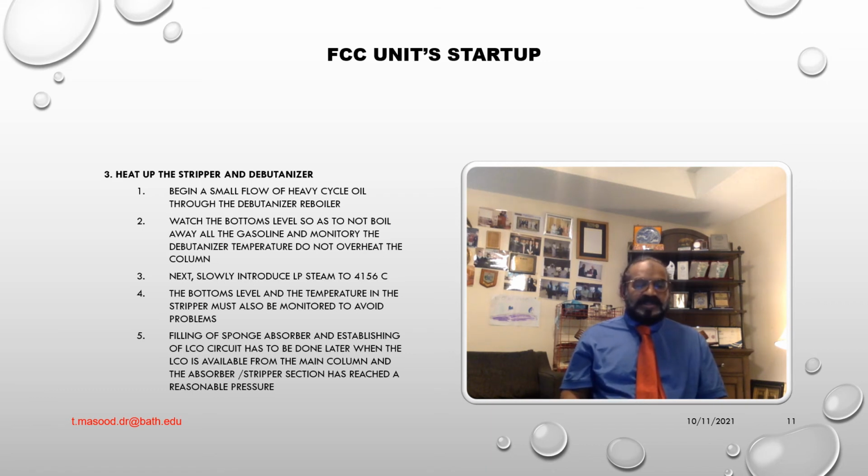Okay, number 3, slowly introduce LP steam. Number 4, the bottom levels and the temperature in the stripper must also be monitored to avoid problems. Filling of the sponge absorber and establishing of the LCO circuit has to be done later, when the LCO is available from the main column and the absorber stripper section has reached a reasonable pressure.